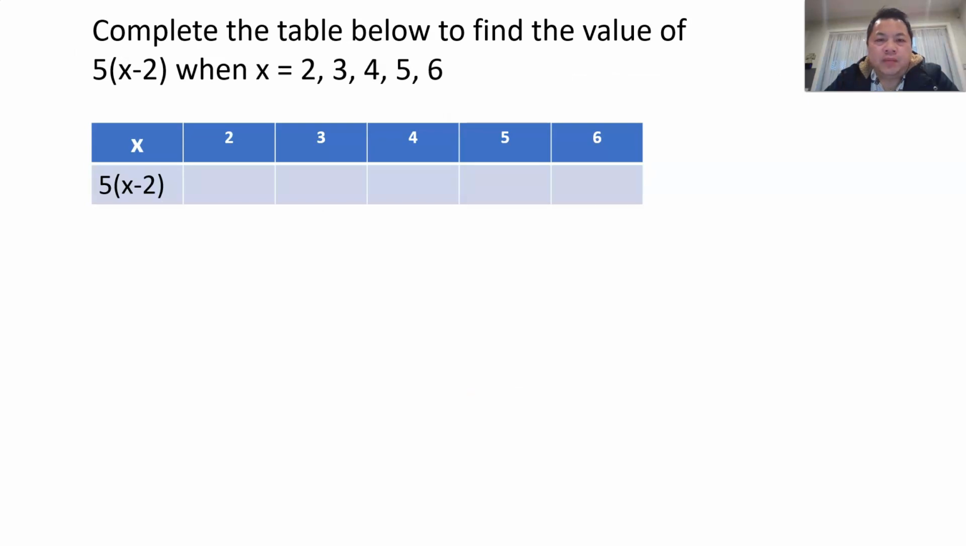I'm going to show you some practice questions. For example, they say find the value of 5 bracket x minus 2 when x equals 2, 3, 4, 5, 6. This is a simple substitution question. You substitute x equals 2 into the expression. 2 minus 2 is 0, 5 times 0 is 0. Then 3 minus 2 is 1, 1 times 5 is 5. So on and so forth. Work it out, and you have the solution.